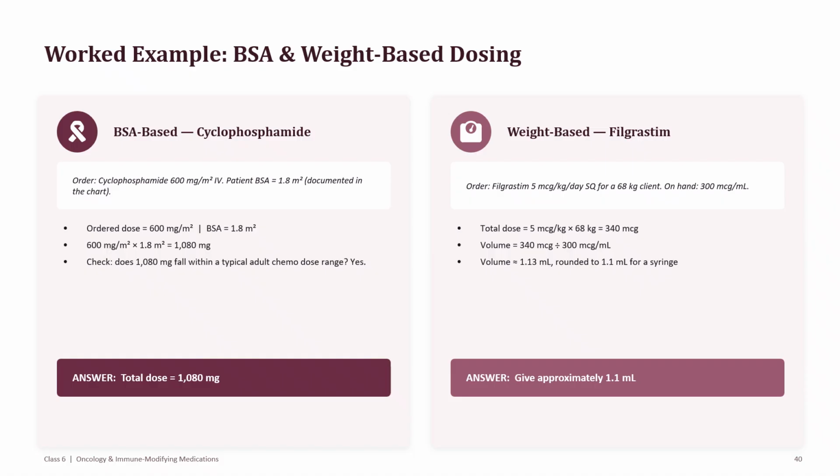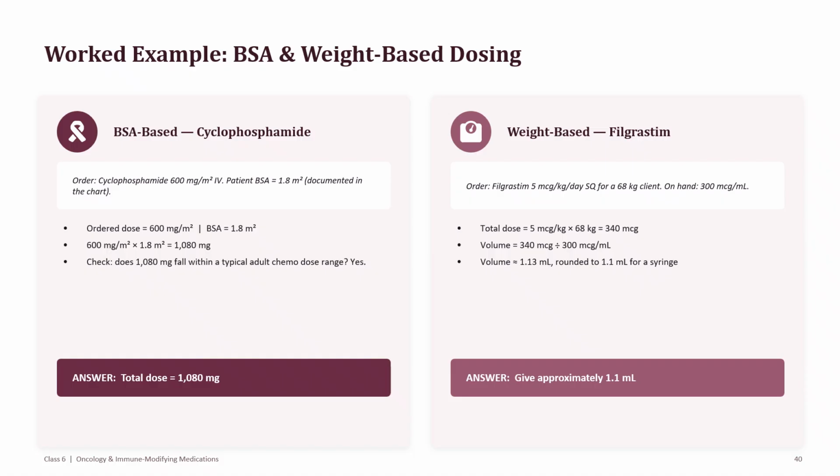So the second example, weight-based this time. Filgrastim is ordered at 5 micrograms per kilogram per day for a patient who weighs 68 kilograms, and you have a vial on hand at 300 micrograms per milliliter. So the first step is to find the total dose. 5 times 68 gives you 340 micrograms.